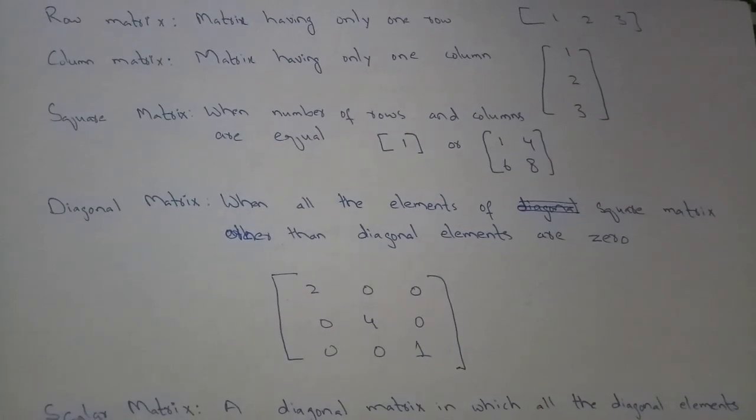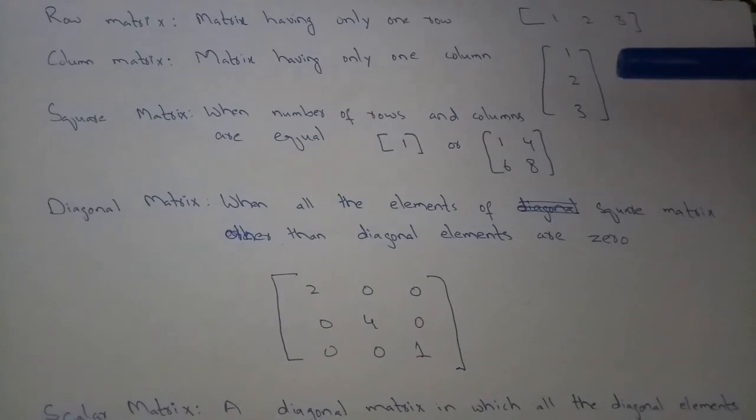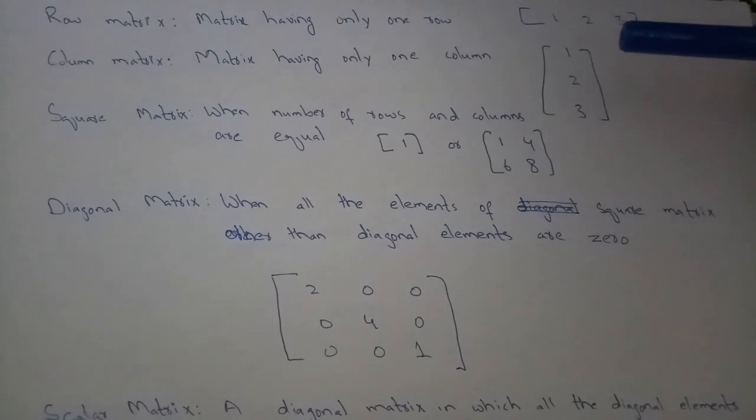Now we need to learn some definitions regarding the matrix. First of all, the row matrix. The matrix having only one row is called the row matrix. It means all the elements should be in one row. There may be 1, 2, 3 or 4 elements, but they should be in one row. That is called the row matrix. Whereas the column matrix is the matrix having only one column.